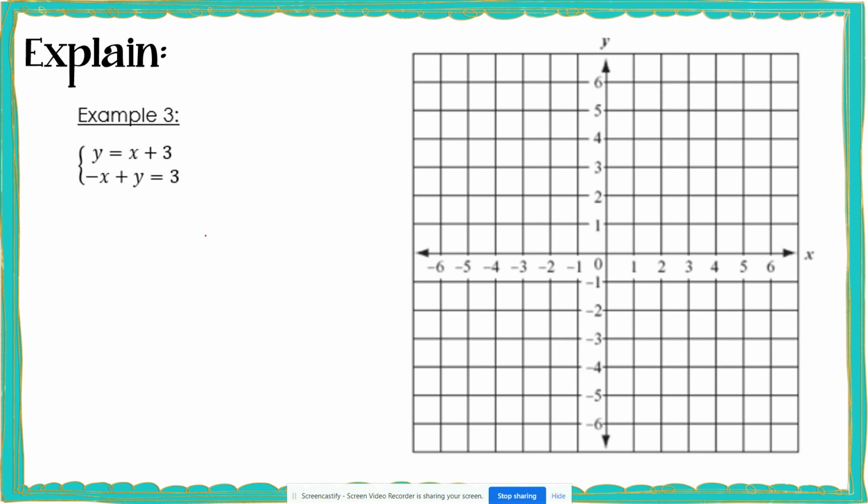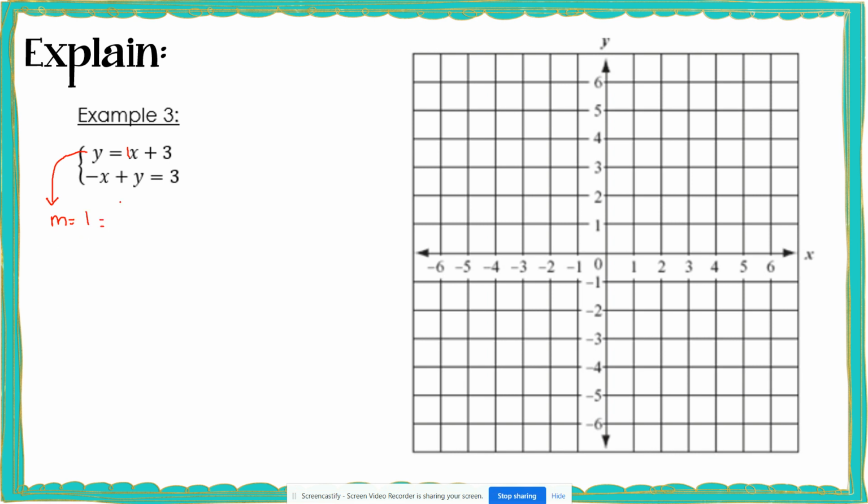Example 3 says y equals x plus 3 and -x plus y equals 3. Well, let's start with y equals x plus 3. For this one, we have a slope of, it looks like nothing, but remember, there is an invisible 1 in front of x, so our slope is 1.